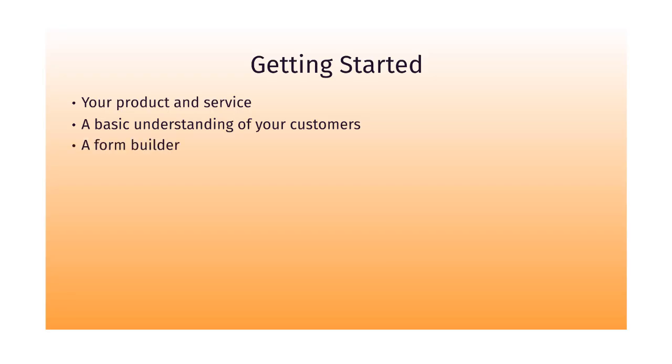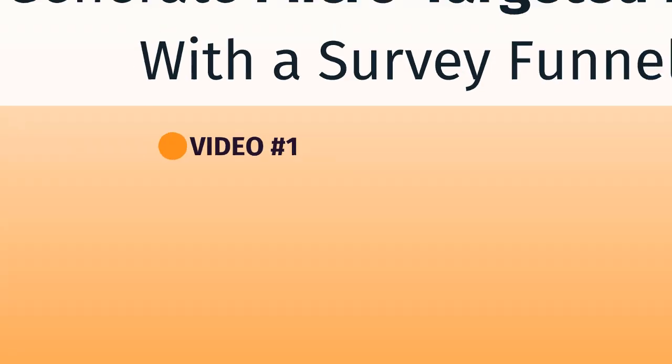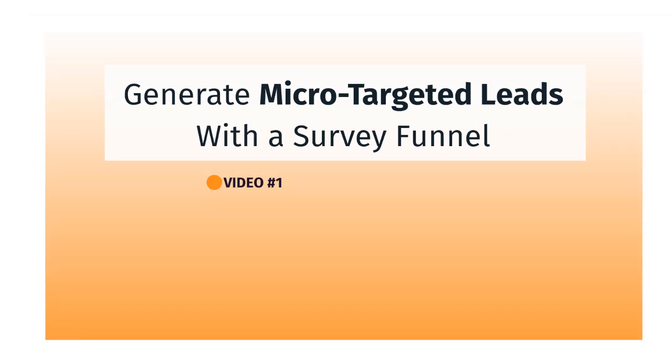You're going to need to have access to a form builder, and we will suggest 2 form builders that we have found very useful. And of course, you'll need an email autoresponder system. And last but not least, you will need a mind map flowchart system or a piece of paper. We recommend lucidchart.com. You can use a piece of paper, but you'll see why in just a minute that using a piece of paper is not the most ideal situation, especially when you begin to map things out and you need to move things around. So with that said, let's move on to video number 2.